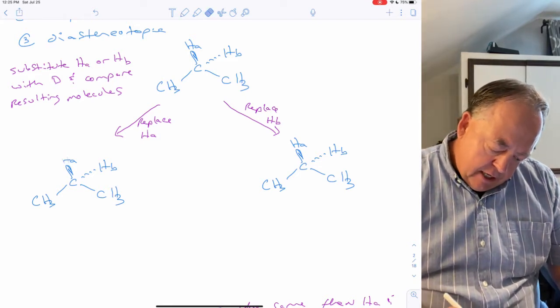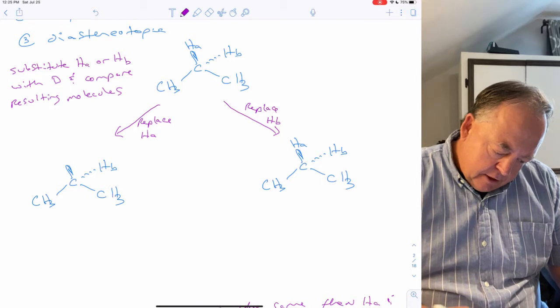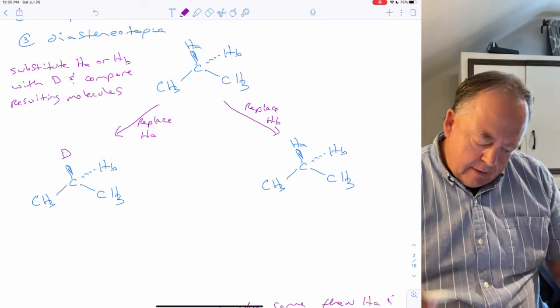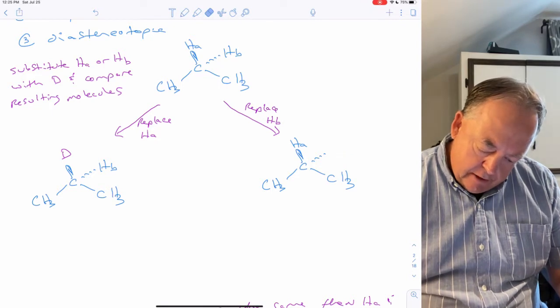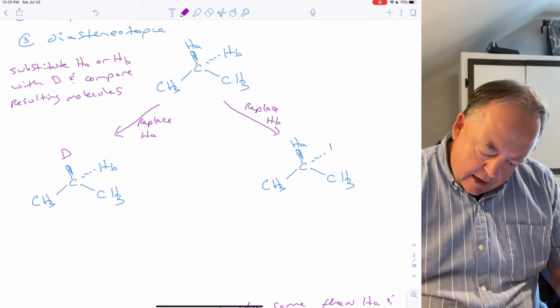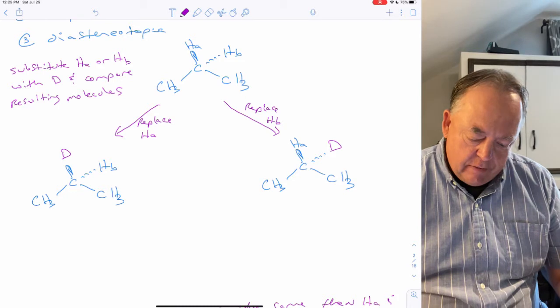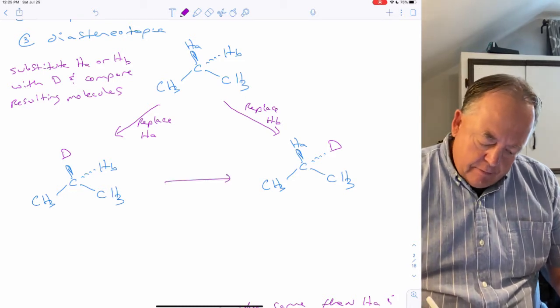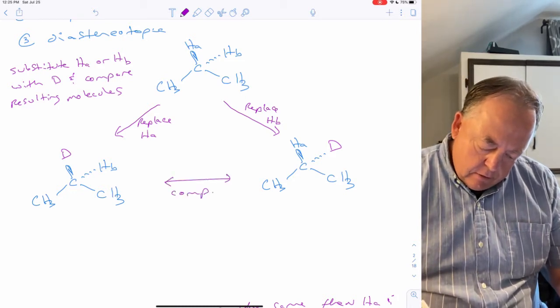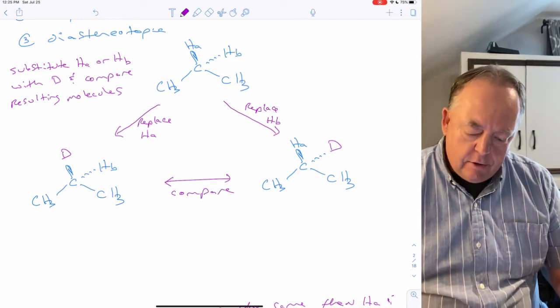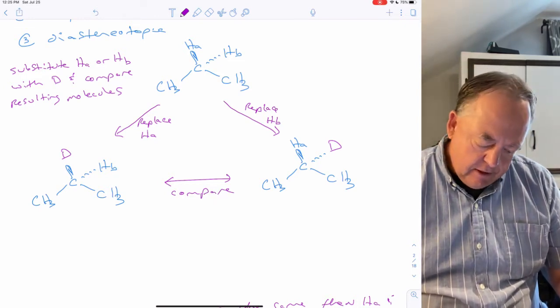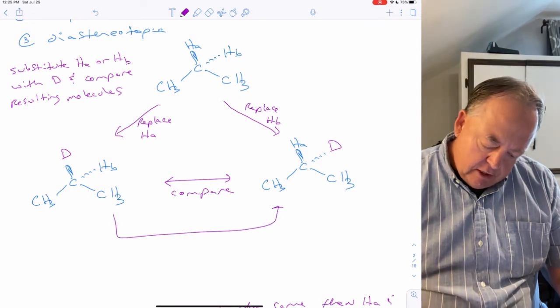So if we take HA and swap it out, let's just put a deuterium there. Doesn't matter what you put there, anything but hydrogen. Or if we take HB and change it out, and put a deuterium there, for example, now if we compare these 2 molecules, what's the relationship between them? Are they the same? Are they enantiomers or are they diastereomers? And these 2 molecules you could see are the same.